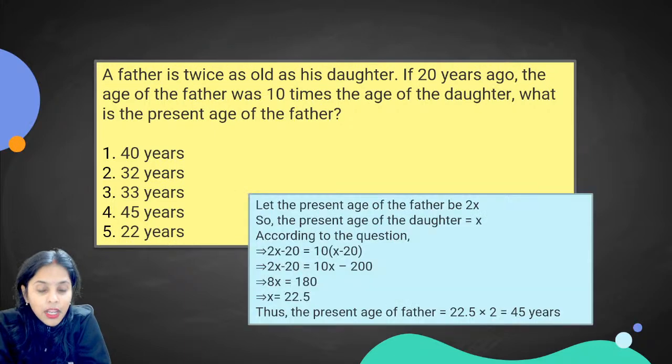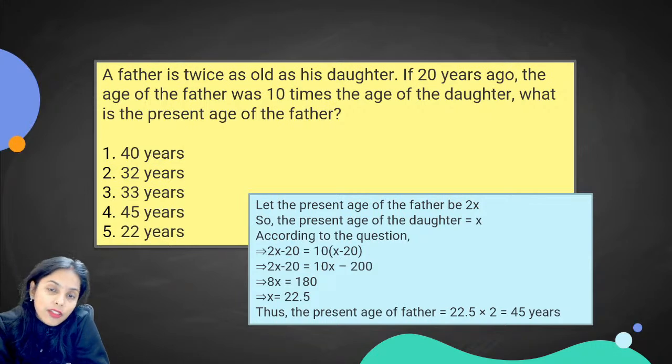It's a very simple thing. Present age of the father is 2x. Present age of the daughter is x. So according to the question, 2x minus 20 would be equal to 10 times of x minus 20. This is the equation which we have formed.